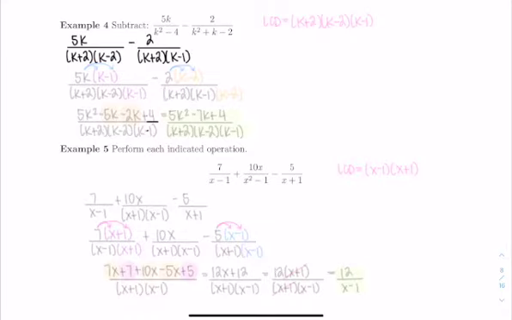So what is our LCD? We have k plus 2, we have k minus 2, and the only piece I'm missing is k minus 1. So both of our denominators need to look like this LCD so that we can combine the numerators together. Looking at the first one, we have 5k over k plus 2 times k minus 2. And the piece that I'm missing is the k minus 1. And what I do to the bottom, I have to do to the top.